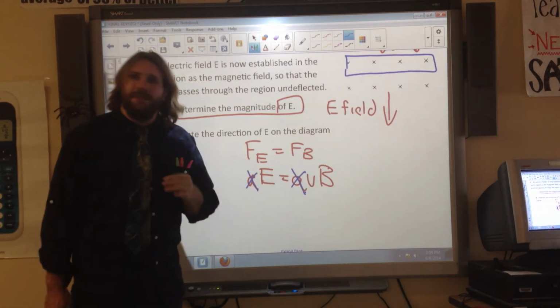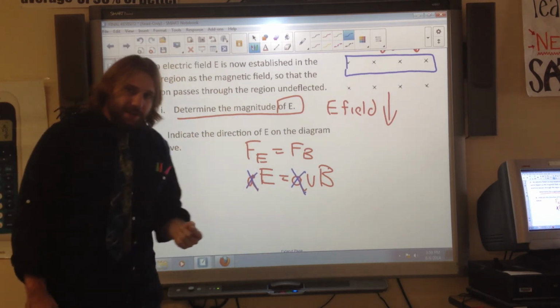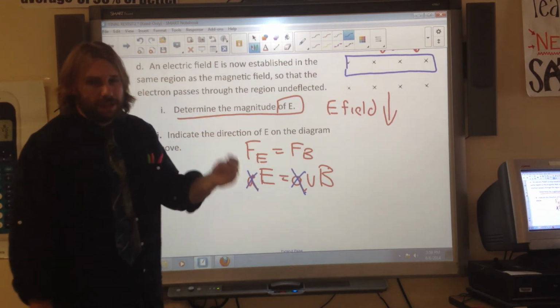So our key takeaways from these problems are that we have to start to remember about the motion of electrons in magnetic fields, circular motion, and electrostatics.